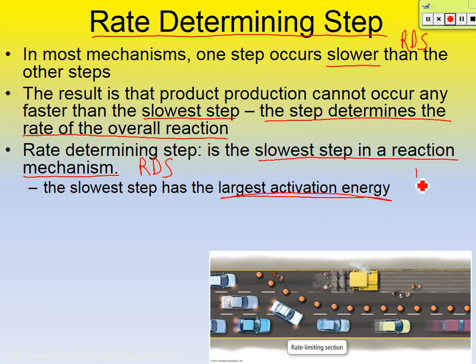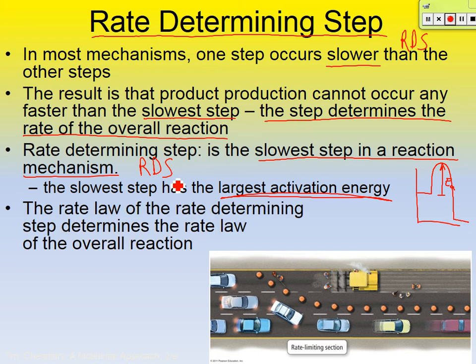So if you look at an energy diagram, if it's got a large activation energy, if this hill right here is very large, that's going to occur very slowly. If the hill is small, then it will go faster. But the rate determining step is the slowest, has the largest activation energy.